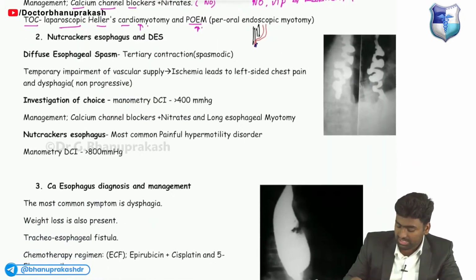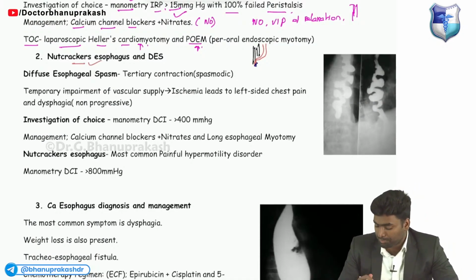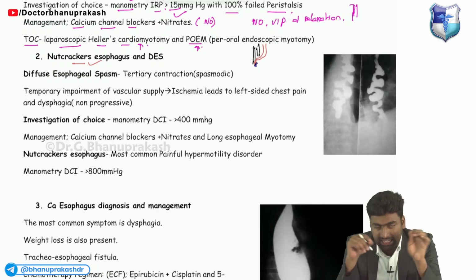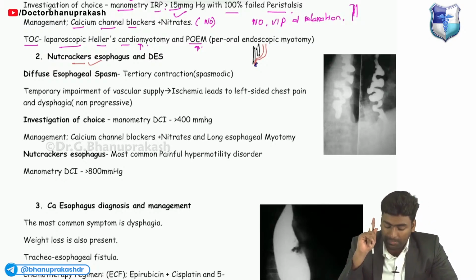Next we see a few more motility disorders. One is nutcracker esophagus. The next one is diffuse esophageal spasm. There is a small way to differentiate between these two. If we see diffuse esophageal spasm, what is achalasia?